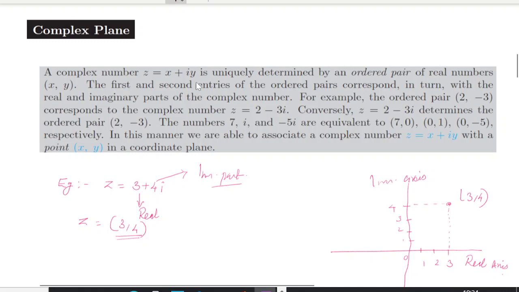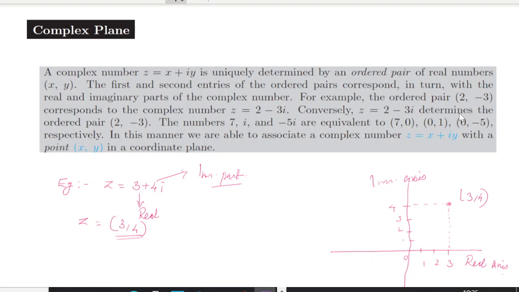So a complex number z equal to x plus iy is uniquely determined by an ordered pair of real numbers (x, y). The first and second entry of the ordered pair correspond to the real part and imaginary part. Now for example, here you have given one more example, (2, -3). In the same fashion we can represent (2, -3).